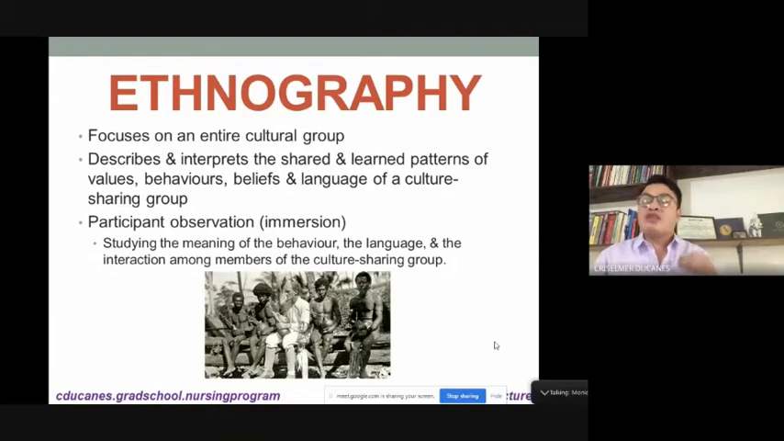Okay? So, bakadto, kaginatid to. Okay? You observe, you talk to the participants, you live with them. Okay? You immerse with them. So, studying the meaning of the behavior, the language, and the interaction among members of the culture-sharing group. Okay? So, amo lang ni ang lawig ni siya actually ang ethnography, okay? Because you want to have an in-depth analysis of their culture, of their beliefs, of their practices, and so on. Okay? So, dapat ara kaginatid to.